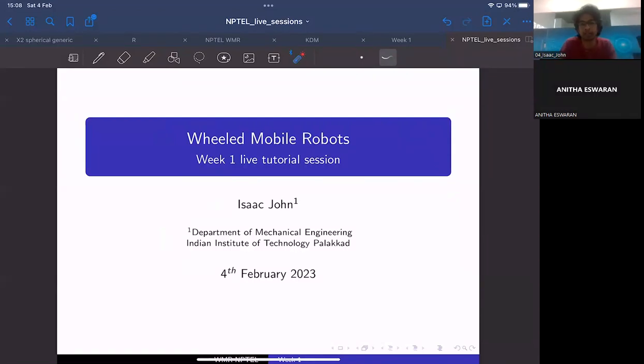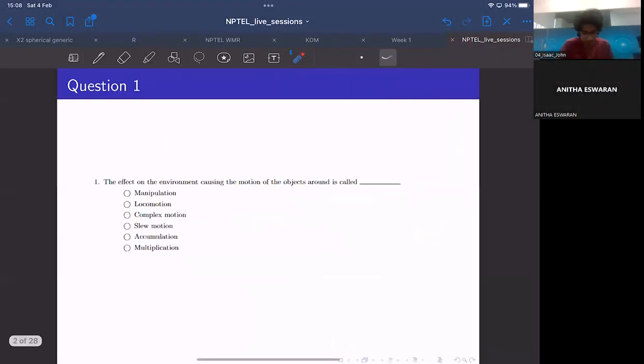If you have any doubts, you can always interrupt me. If anyone joins in between, they can also interrupt the discussion, and if they are having any difficulties in following, you can always raise your question. All right. So we'll go to the first question. The first question is basically a descriptive question. It says, the effect on the environment causing the motion of the objects is called. Since you are the only participant, could you answer what could be the correct answer?